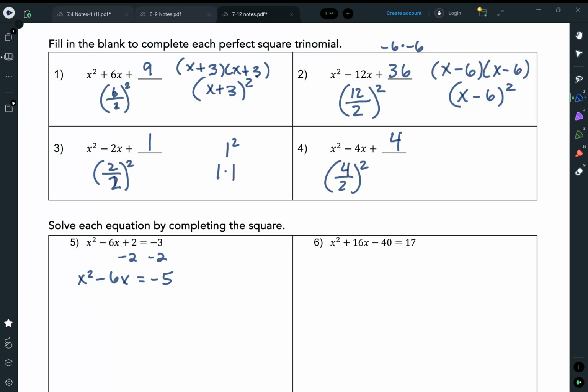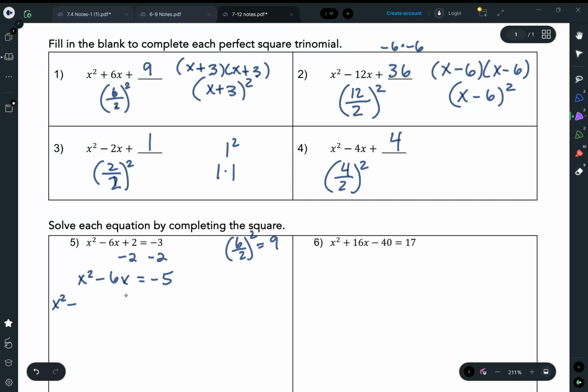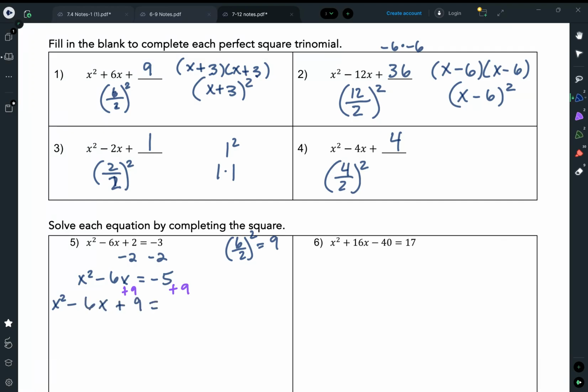Now I want to add the number that completes the square. If I look at 6, and I divide it by 2 and then square it, 6 divided by 2 is 3, and 3 squared is 9. So I want to add a 9 on both sides. I'm going to have x squared minus 6x, and I'll write the plus 9 in here, like that. So we have x squared minus 6x plus 9. That's ready to be factored. And on the other side, negative 5 plus 9 is 4.